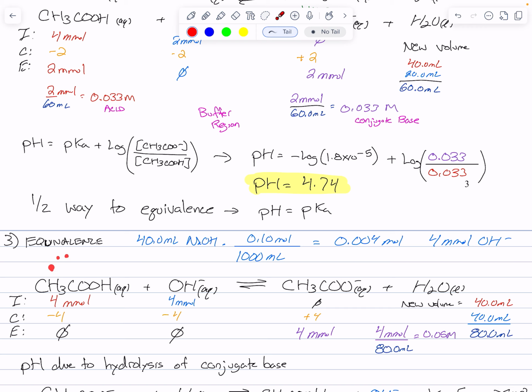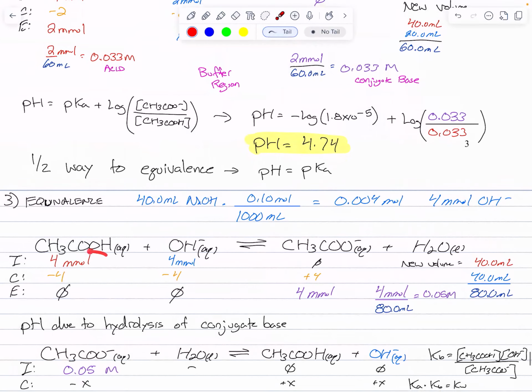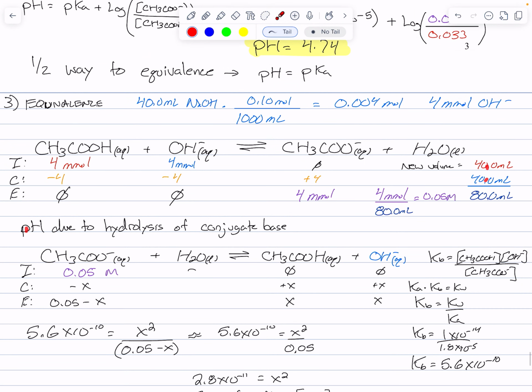Equivalence. So strong, weak, that's a sad face, all right? So we found out how much sodium hydroxide we had, which was 4 millimoles. So it's equivalence. And you can see right here, it is equivalence, right? And we make 4 millimoles of our conjugate base in this reaction, which is, in this case, 0.05 molar with our volume, because our volumes are additive. And the pH is due to the hydrolysis. So we do our ice table of the conjugate base. So the question might as well have just been, what's the pH of a 0.05 molar sodium acetate solution, right? We knew what Kb's expression was.